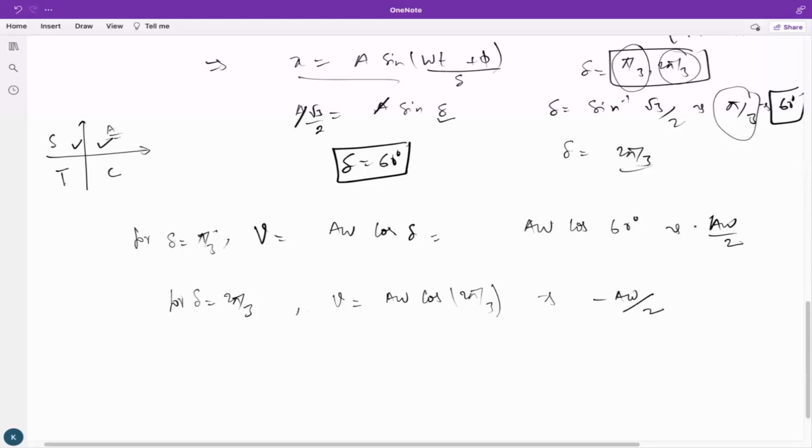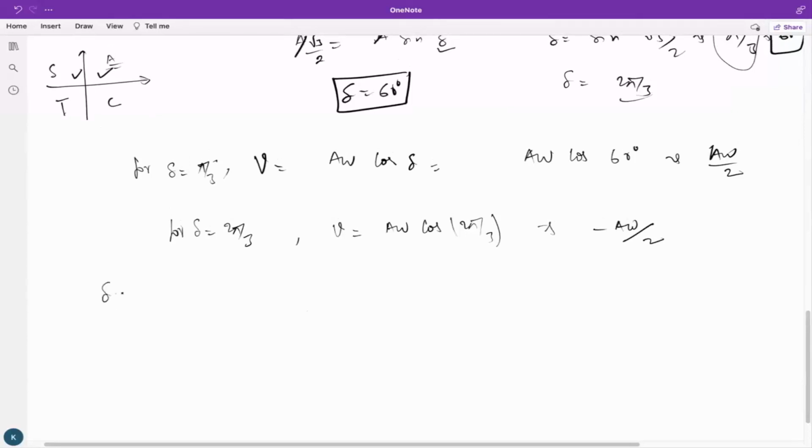Now you have to show the state of motion there. So there will be two cases. For delta equal to pi by 3, our state of motion is something like this. This is our mean position, this is our minus A, and this is our plus A. We are root 3A by 2 forward, so we are here and this distance is root 3A by 2. And we are going in the positive direction with velocity equal to A omega by 2.